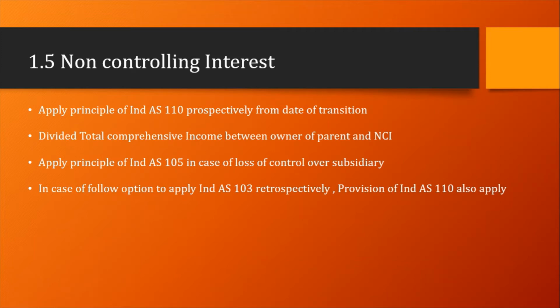Then they have to divide the total comprehensive income between the owners of the parent and the non-controlling interest. They have to apply the principle of Ind AS 105, which is assets held for sale and discontinued operation, in that case where there is a loss of control over the subsidiaries.